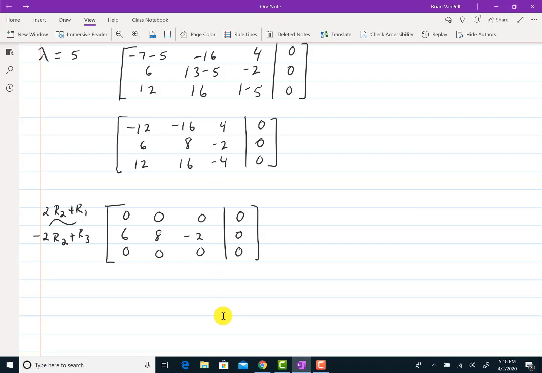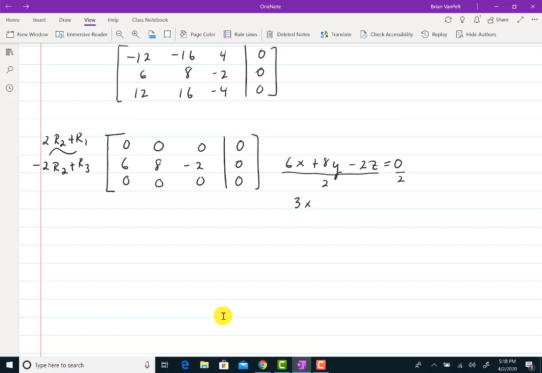So what I end up with is 6x plus 8y minus 2z equals 0. I'm going to divide it by 2 just to make it a little bit simpler. 3x plus 4y minus z equals 0. So now we have 2 free variables. If we choose to, we can use y and z for those 2 variables, so let me do that. So my x will equal 1/3 (negative 4y plus z).